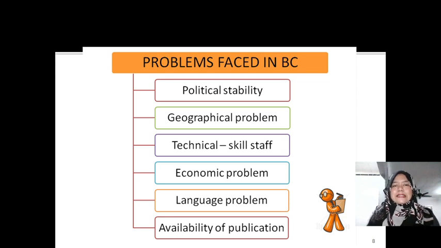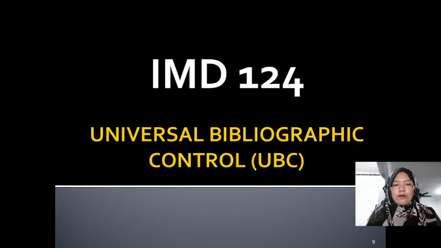Okay, technical skill stuff, definitely this is one of the parts that need to be faced by the librarian. All right, if they do not have the technical skills, it can be quite problematic for the organization. And then economic problems are also involved in the process of bibliographic control. Language problems, okay, in the way you want to understand the content of the material itself. And also the last one is availability of the publication. Okay, these are the problems faced in bibliographic control.